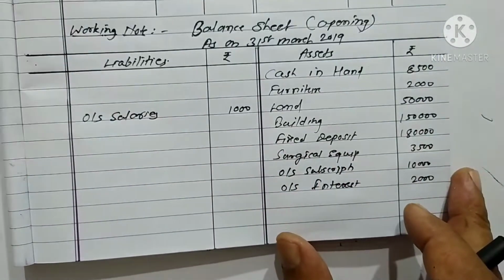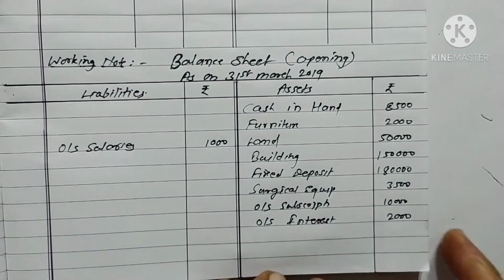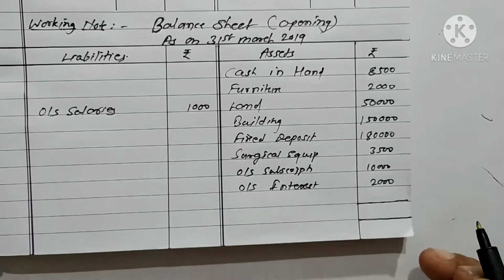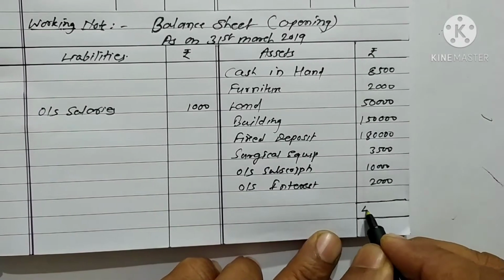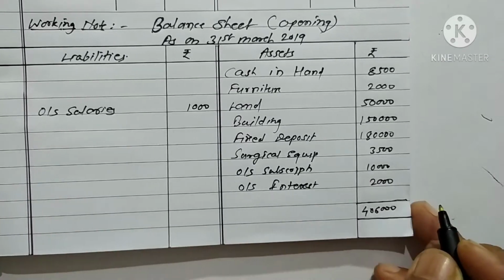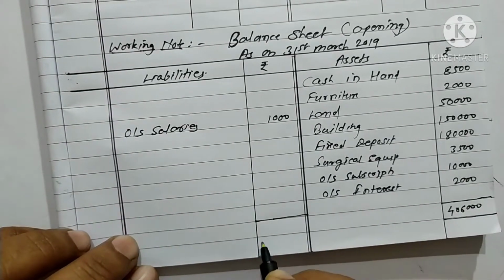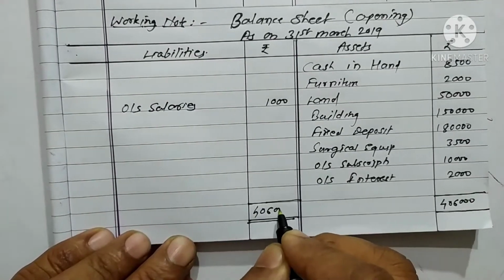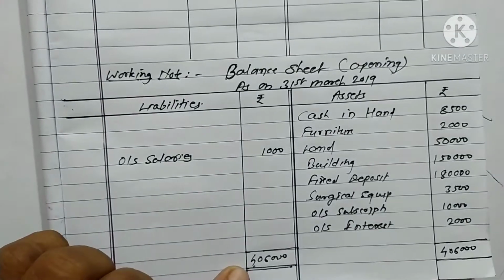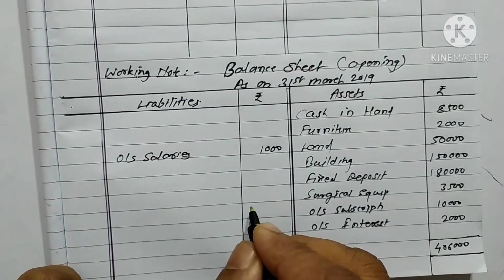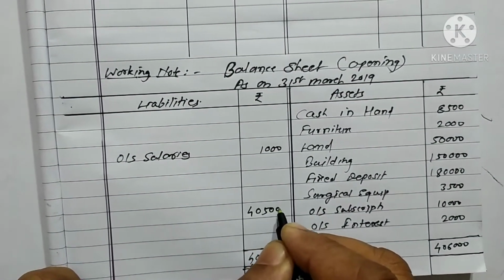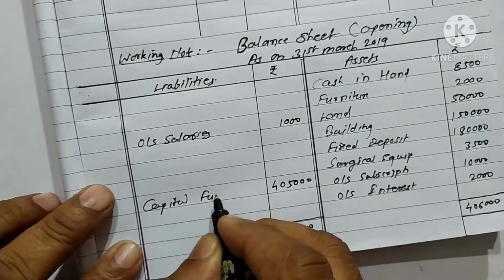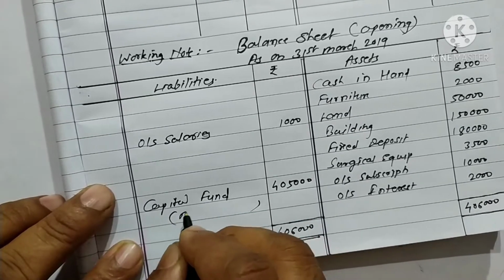Okay, now we close the balance sheet. Total of asset side rupees 4,06,000. We have to write on the liability side also 4,06,000. From this one we have to subtract salary, rupees 1,000. Answer comes rupees 4,05,000. It's the capital fund. It's a balance figure.